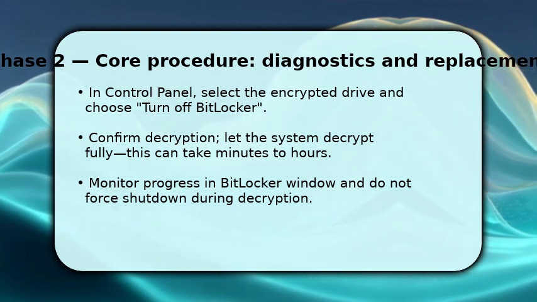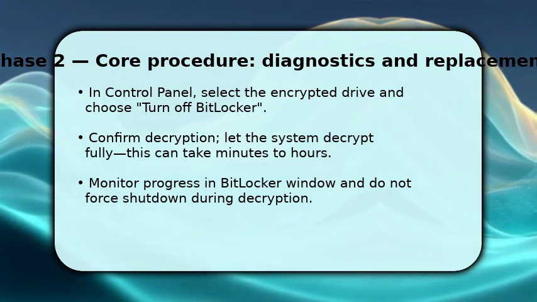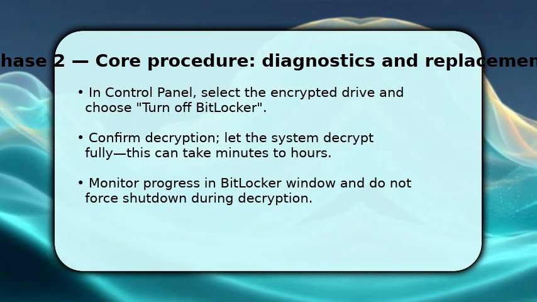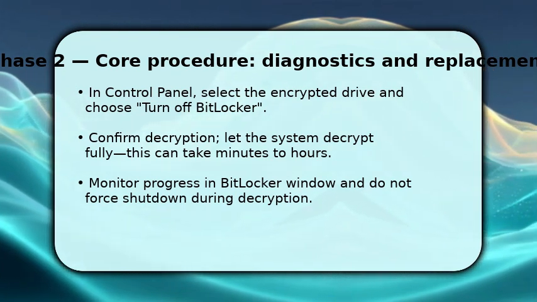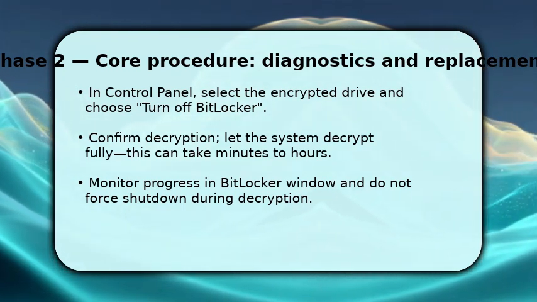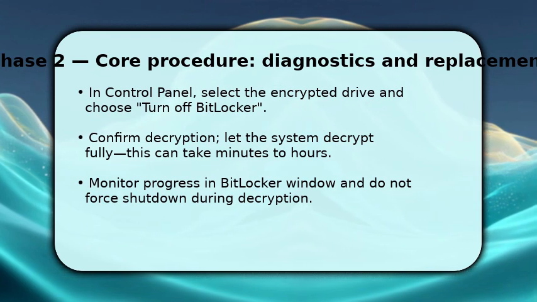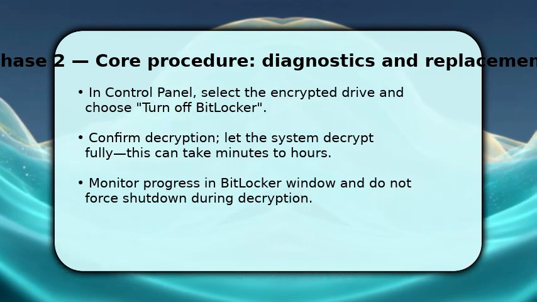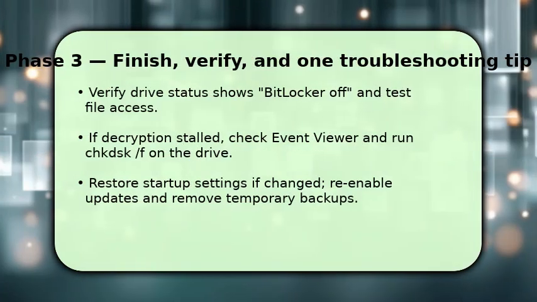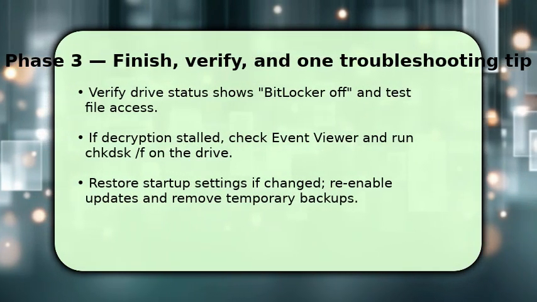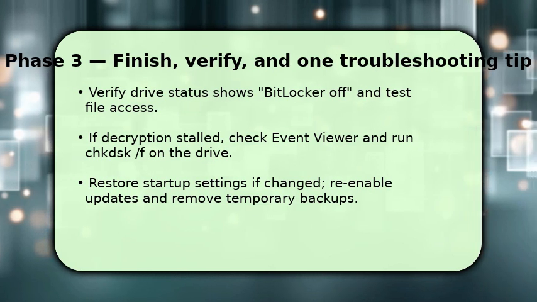If you have multiple drives, repeat per volume. Once decryption begins, monitor the percentage and wait until it reaches 100% before moving on. After decryption completes, verify the drive now shows BitLocker off and open files to confirm normal access. That ensures the operation succeeded.